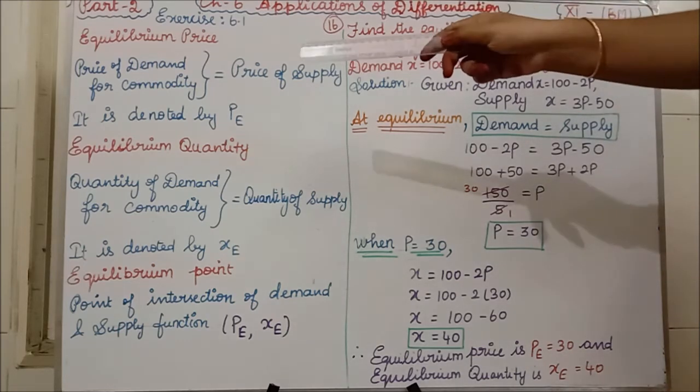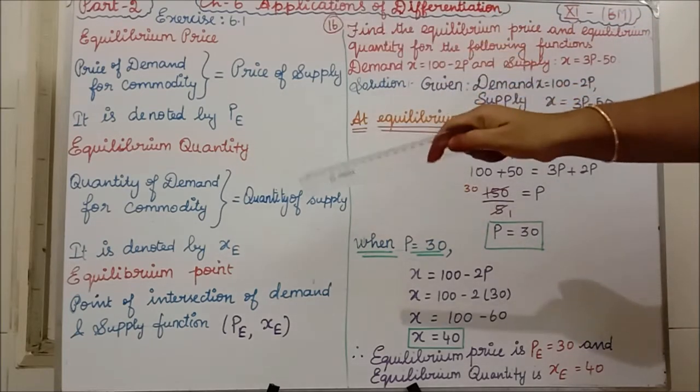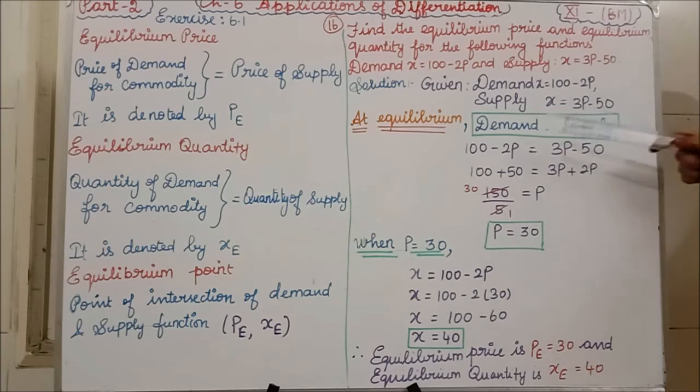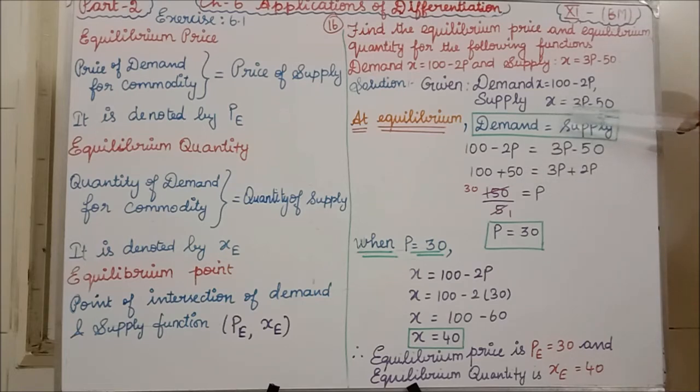In equilibrium price, demand is equal to supply. In equilibrium quantity, demand is equal to supply. So at the equilibrium point, demand will be equal to supply; the demand function will be equal to the supply function. What is the demand function they have given? 100 minus 2p. 100 minus 2p is equal to, what is the supply function we are having?